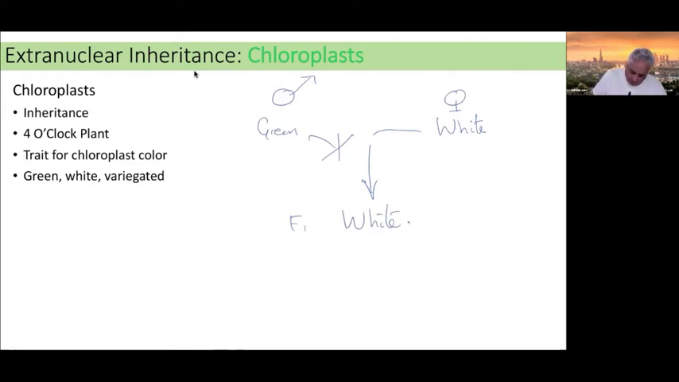Even if the father was white, it would make no difference. Even if the father was variegated, it would make no difference, because nothing can get through the pollen into the offspring. So that leaves us with one more choice, right? Let's change the mother to the third type. So we had a green mother, we now have a white mother. Let's go for a variegated mother.